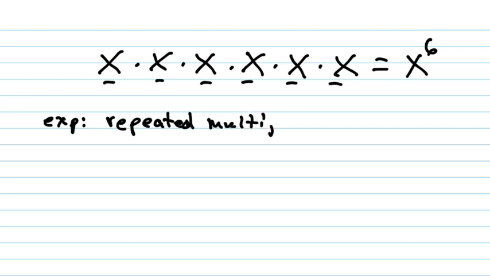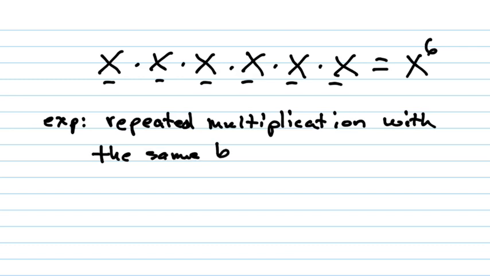Okay? So remember that all an exponent is, is simply repeated multiplication with the same base. What's index? Index, the same thing. Index is just another word for exponent. Index, exponent, power all mean exactly the same thing.